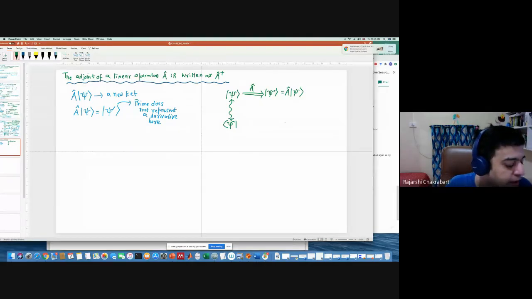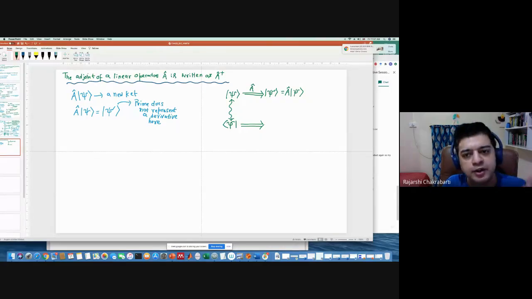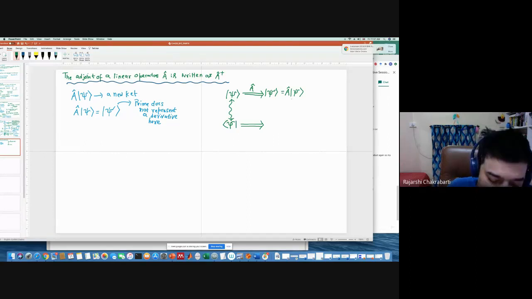Now, in the case of a ket, when I operate a linear operator A on it, it's A operating on psi. But when I take a bra, I cannot operate the same linear operator. I have to take the adjoint of that operator and operate on that bra. So the idea is as follows: not A, but A dagger operates on this bra, and that gives you, of course, another bra, which is new.